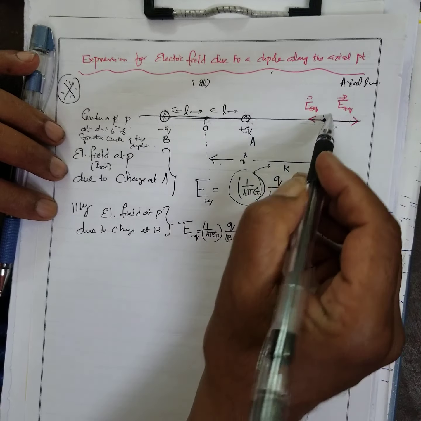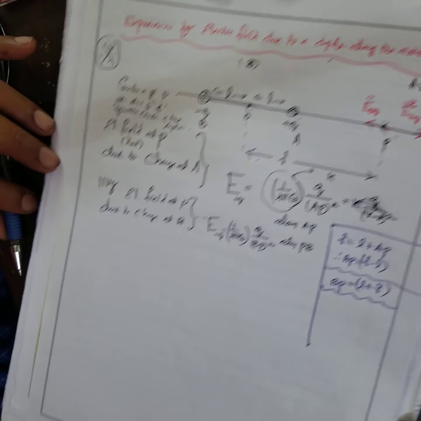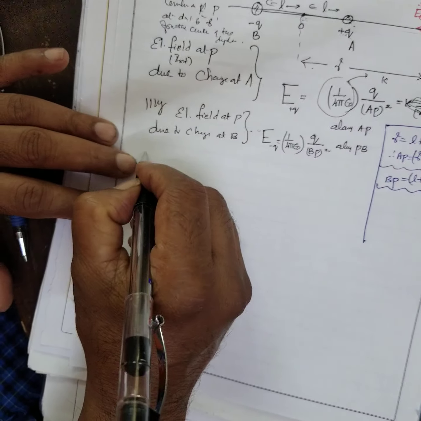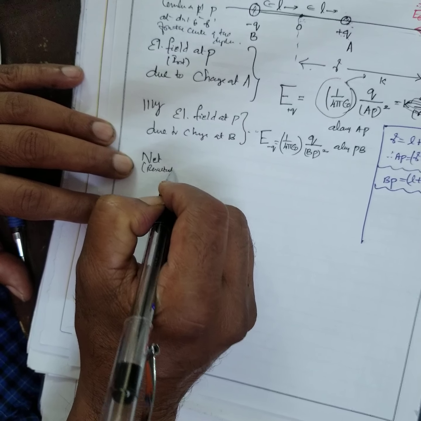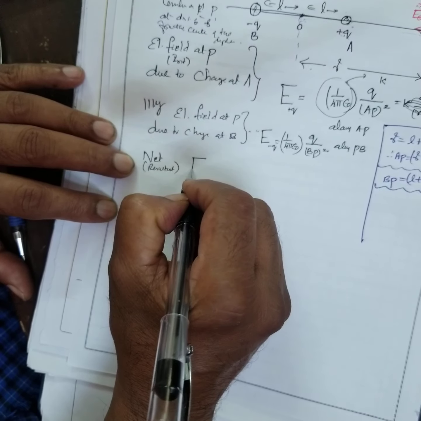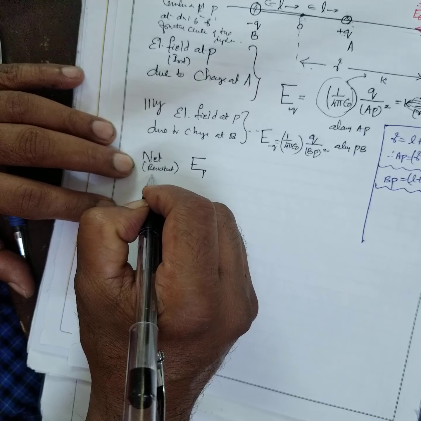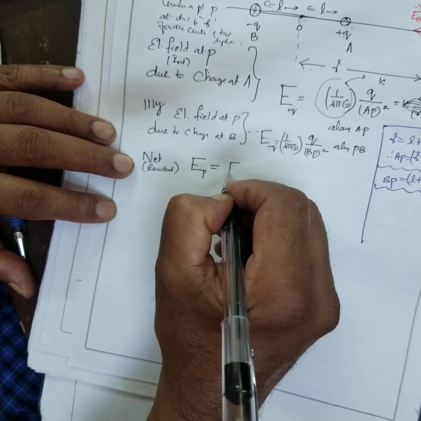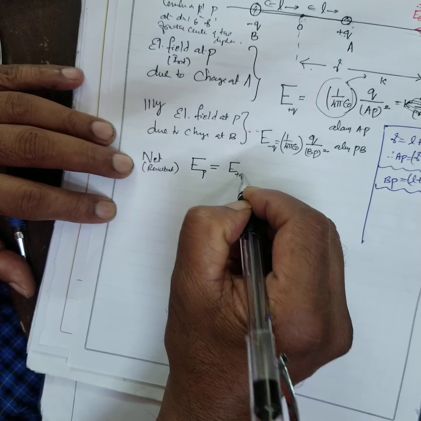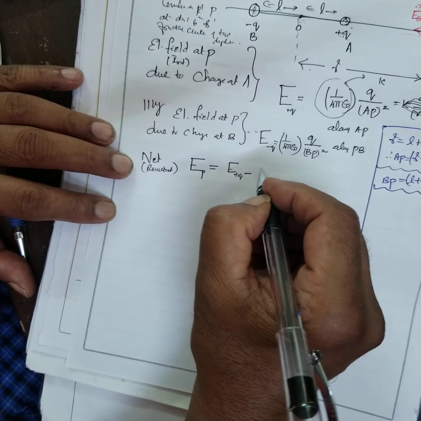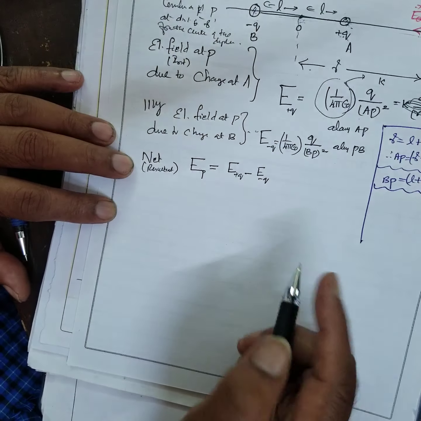Along PB. See the direction along PB. Therefore, the net or resultant or total electric field at P, the net or resultant field at P, is equal to the electric field. See, this is the positive direction, E plus Q, and this is minus, E minus Q. One is in that direction, and this is in this direction.